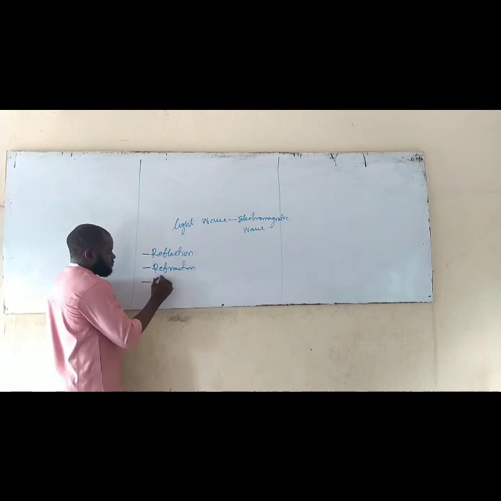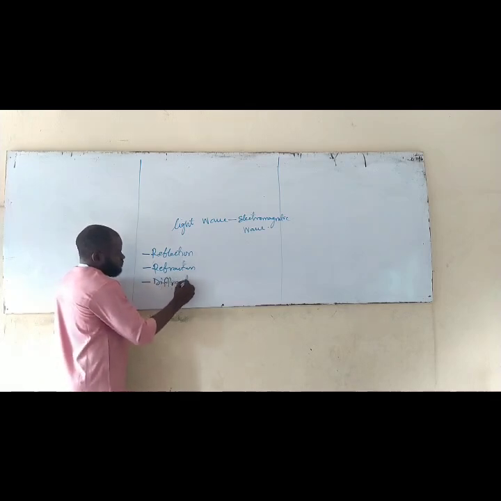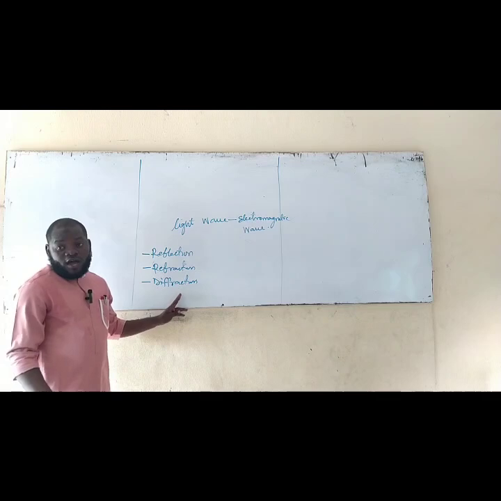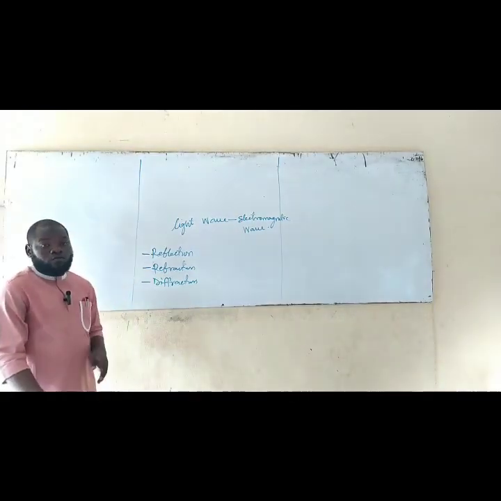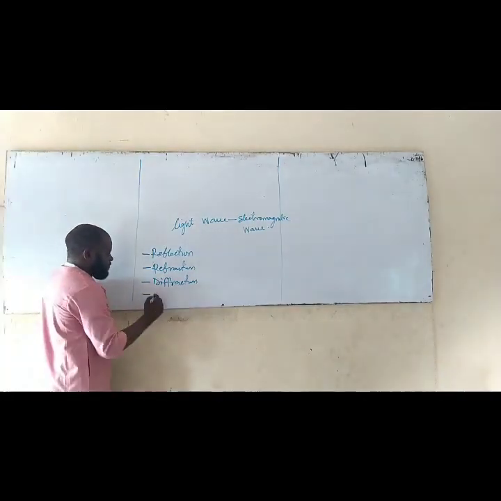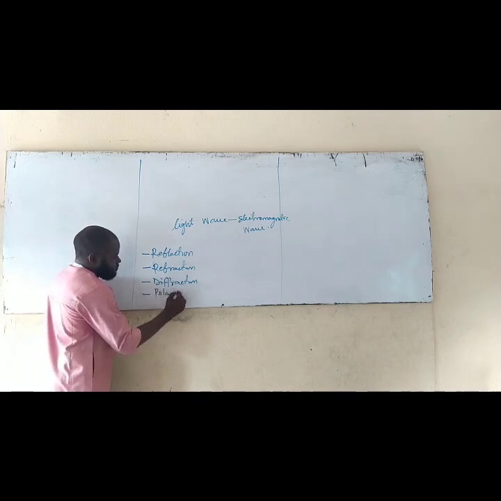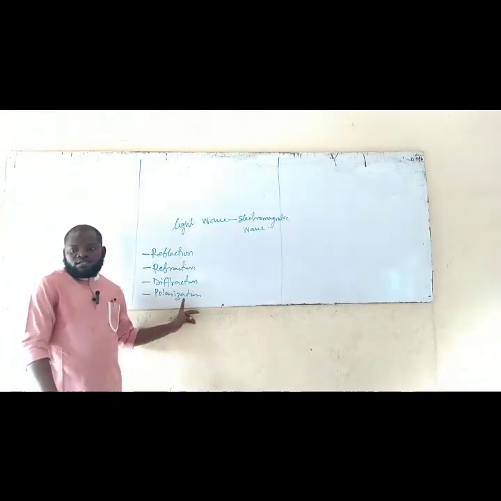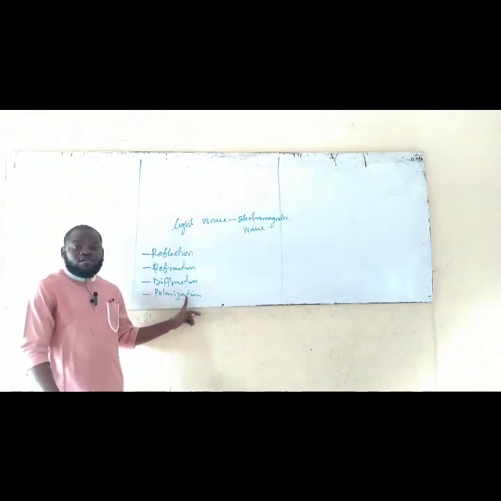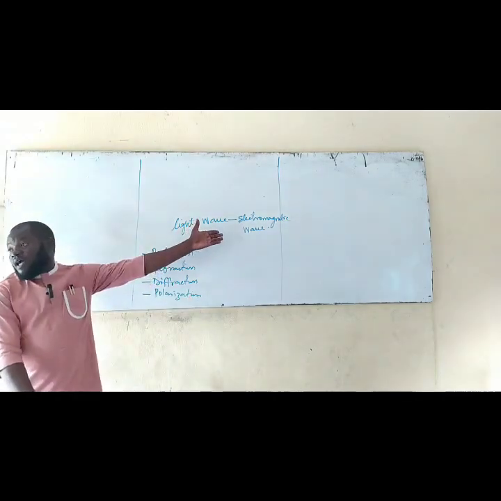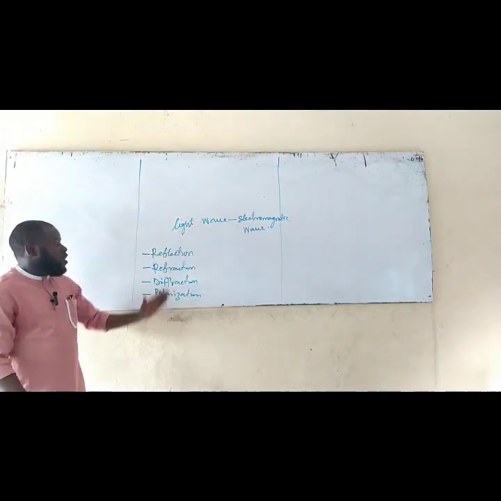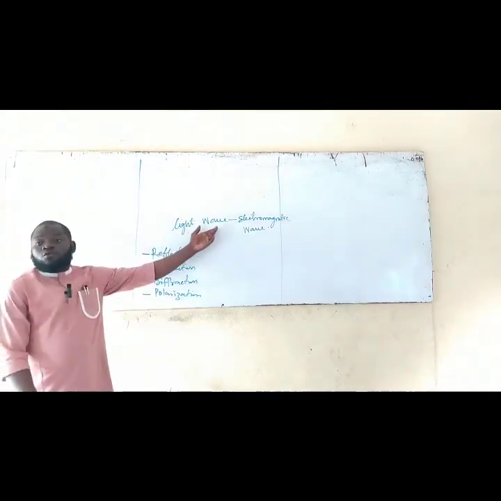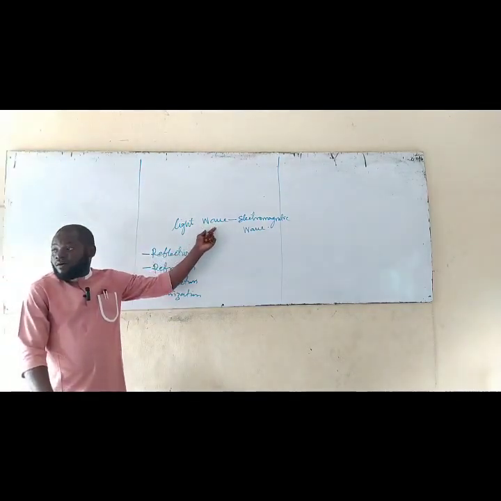Then diffraction. All waves can diffract, either longitudinal or transverse. Then we have polarization. All waves cannot be polarized. Are we together now? Only transverse waves can be polarized. Am I making sense now? So since light wave is an example of a transverse wave, definitely all these four properties are what light can exhibit. Are you getting it now?